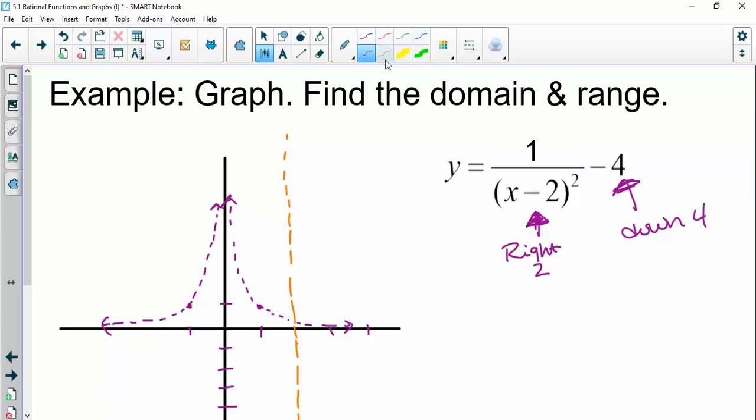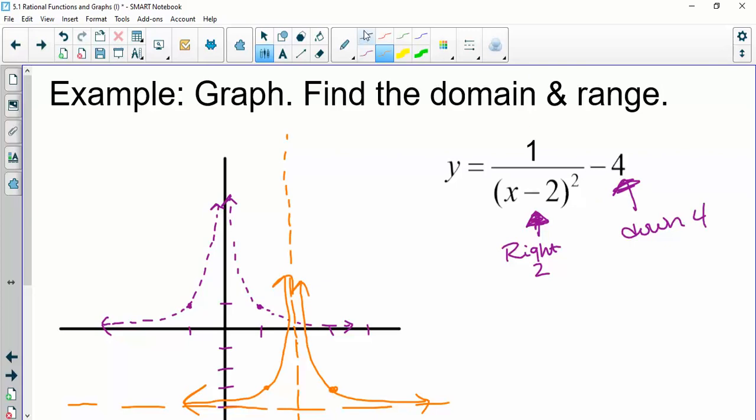So my horizontal asymptote is going to end up at -4, and the points are moved down 4. So basically whatever's in the denominator will end up being your vertical asymptote. And whatever you're adding or subtracting on the end ends up being your horizontal.